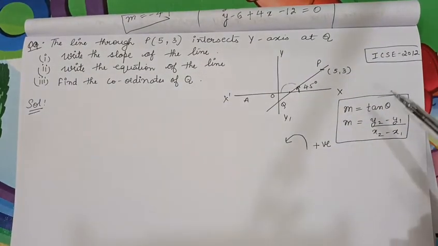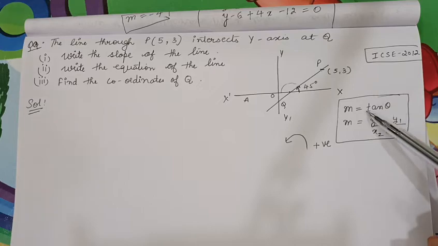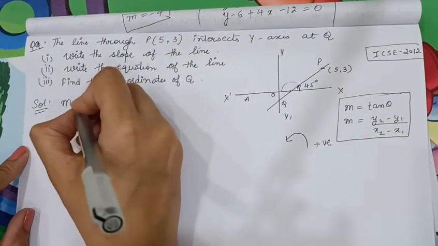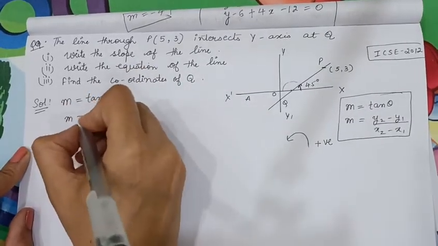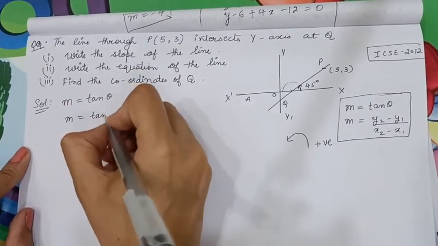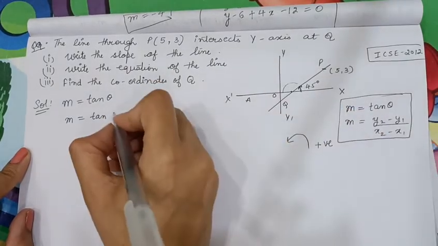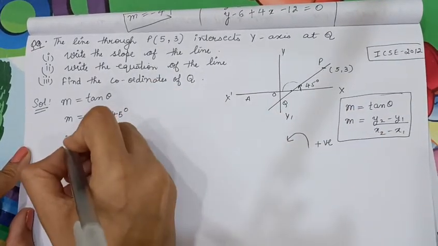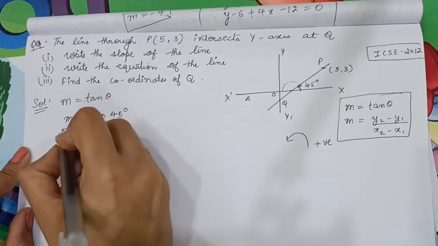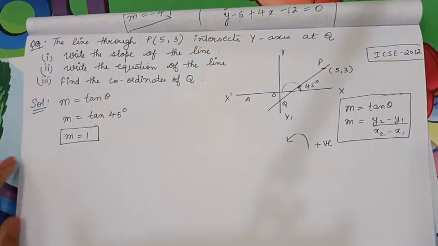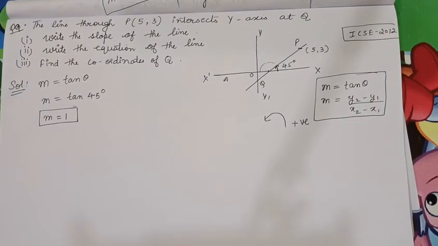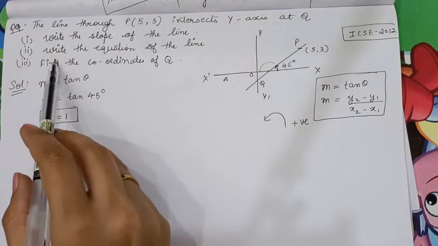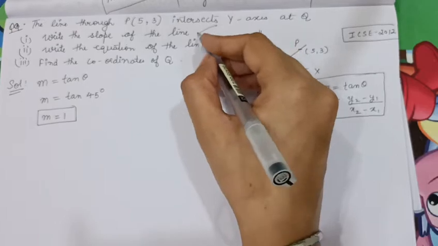Since we know the angle, we can use the first formula of slope to find the slope of this line. So m equals tan theta, where theta is the angle. The angle is given to us as 45 degrees. Tan 45's value is 1. So from here we found the value of slope equals 1. So the first point, find the slope, is done.